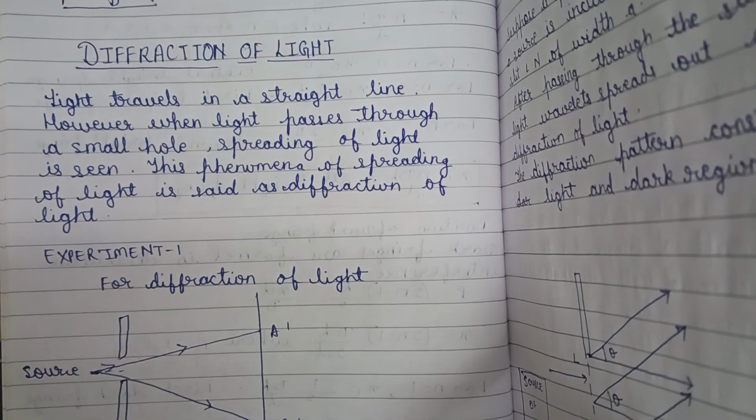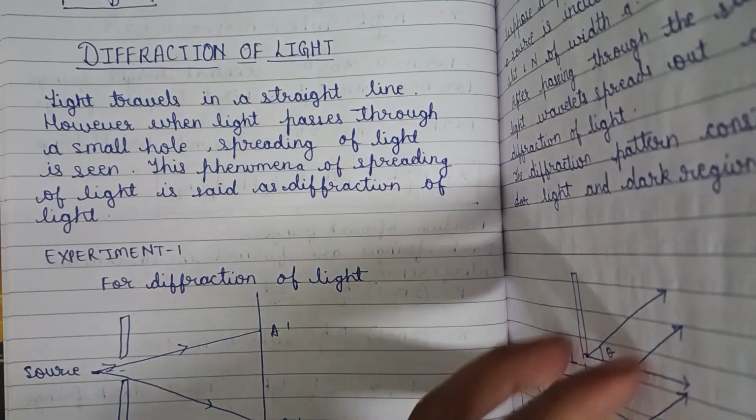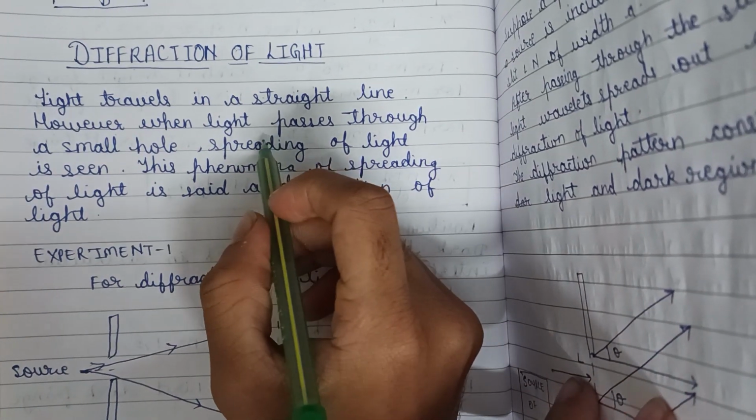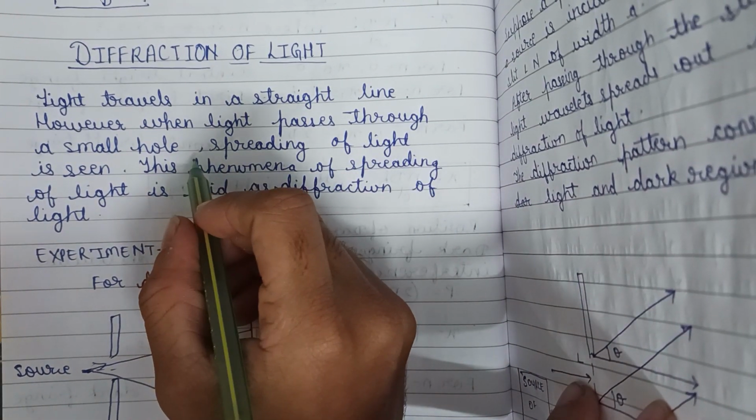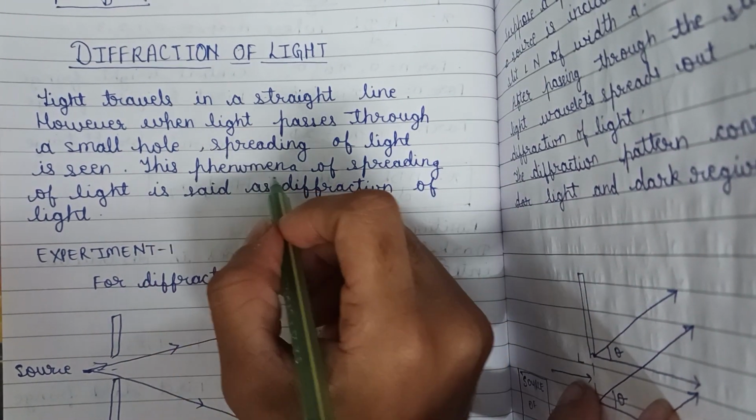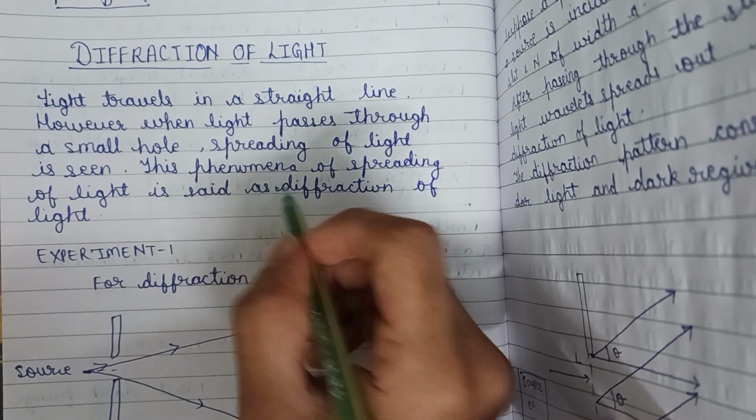Hello everyone, in this video we will cover diffraction of light. So let's start. Light travels in a straight line. However, when light passes through a small hole, spreading of light is seen. This phenomenon of spreading of light is called diffraction.